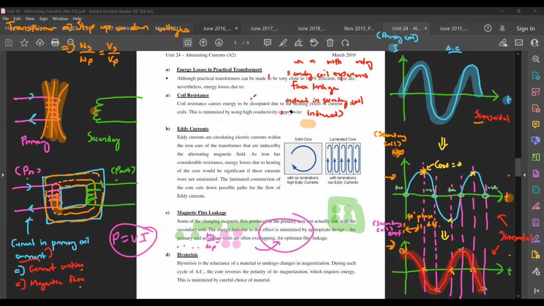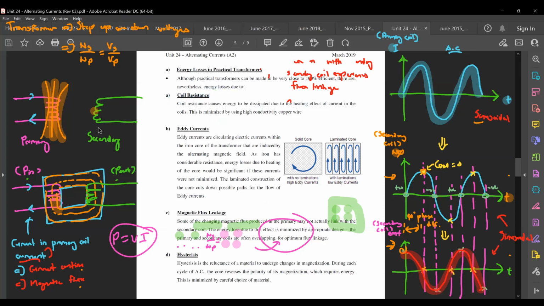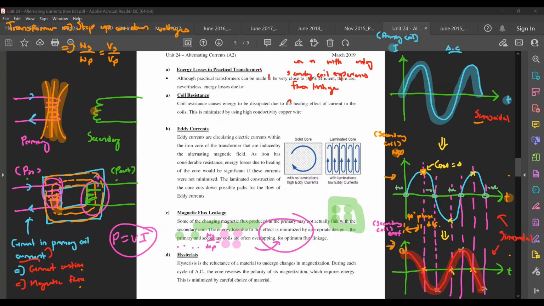The easiest one to say would be that your source of power loss is from your coil resistance. You see, your transformer consists of coils of wires, right? Your wire is made out of conductor, it's made out of metal. When current is flowing through them, they definitely have resistance. So the resistance will cause a heating effect. It's going to dissipate energy and cause power loss. So the first source of loss for your transformer would be your coil resistance.